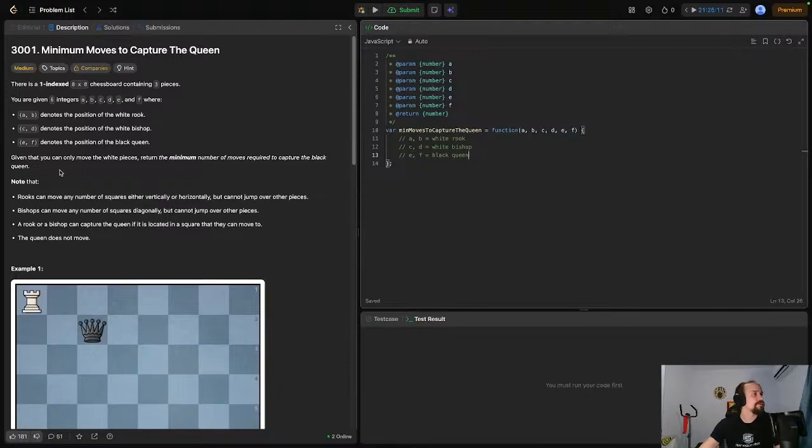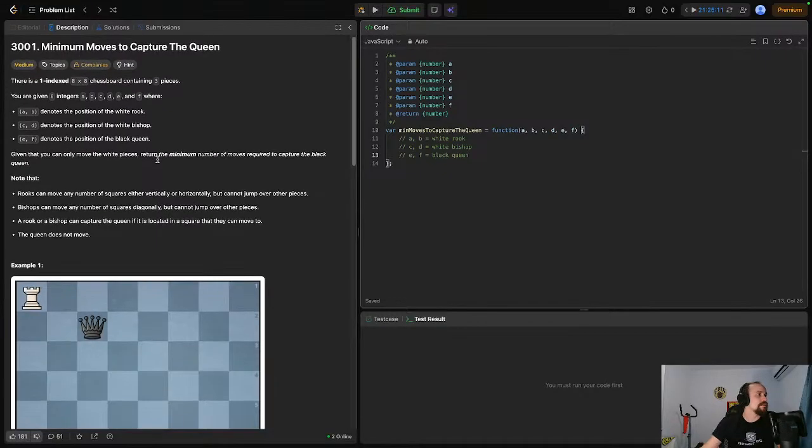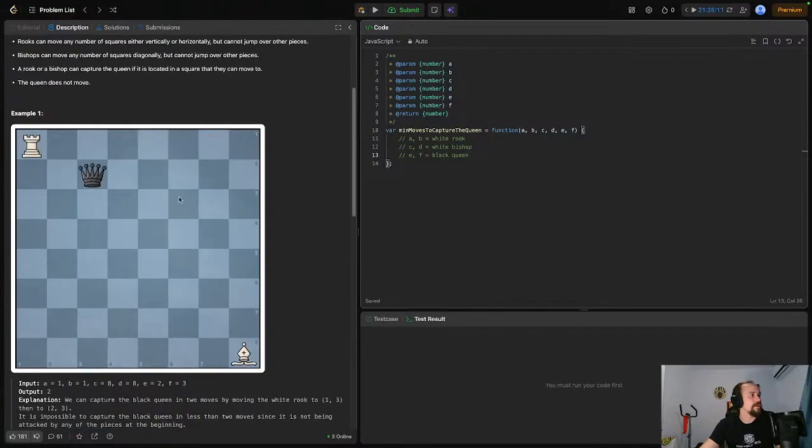And given that you can only move the white pieces, return the minimum number of moves required to capture the black queen. Note that rooks can move any number of squares, yes, and cannot jump over pieces, yes. Bishops can move any number of squares diagonally, can't jump over, yes. A rook or bishop can capture the queen if it's located in a square that it can move to, yes. The queen does not move. Six integers, you can only move white pieces. Okay, the minimum number of moves. So the output is always going to be at least 1.